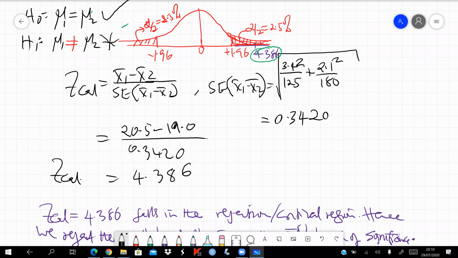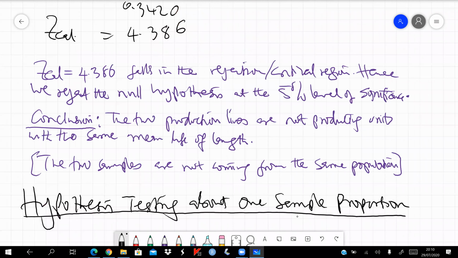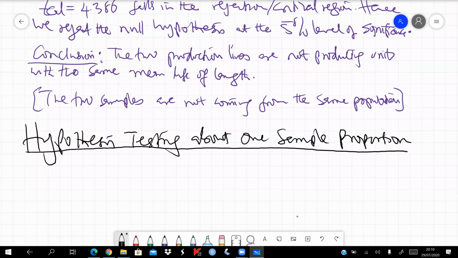Okay. Yeah. Thank you. All right. But we are very quiet about that kind of assumption. So in the background, we're assuming independence of the two samples.